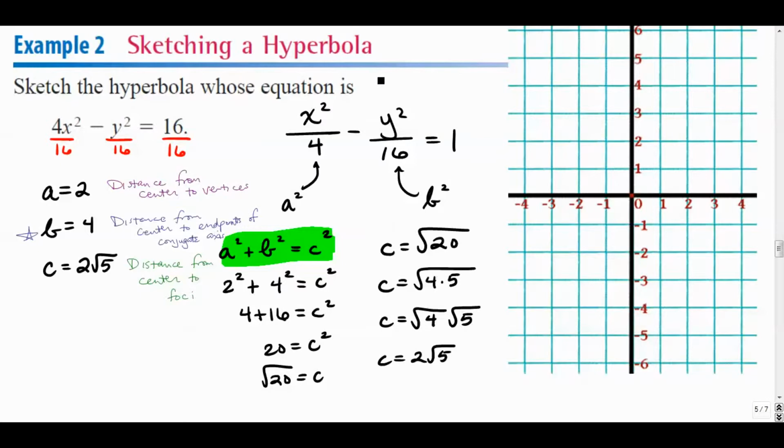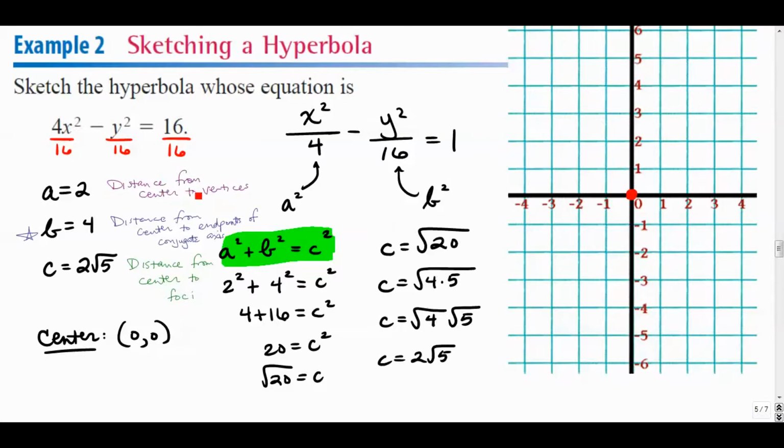Alright, so next up, let's talk about what our center is. Our center is always going to be determined by our numerators. In this case, I don't see any parentheses at all. So that leads me to believe that my center is at 0, 0. So I'm going to put that on my graph as my center.